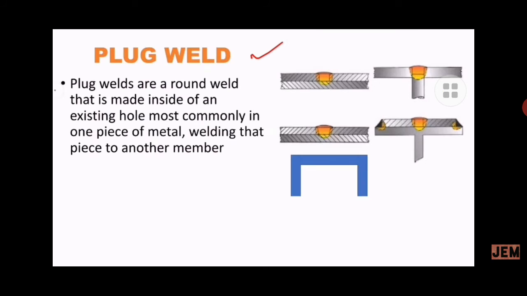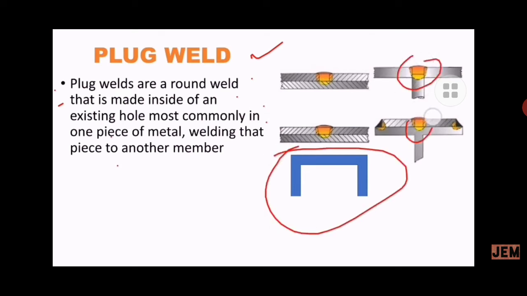Plug weld. Plug welds are welds that are made inside of an existing hole, commonly in one piece, so welding that piece to another member. So this is the symbol, very simple. This is a joint.